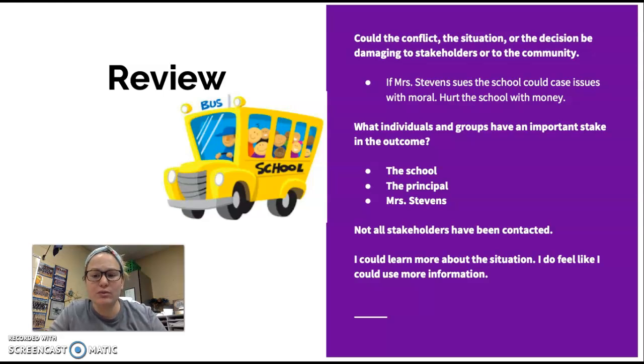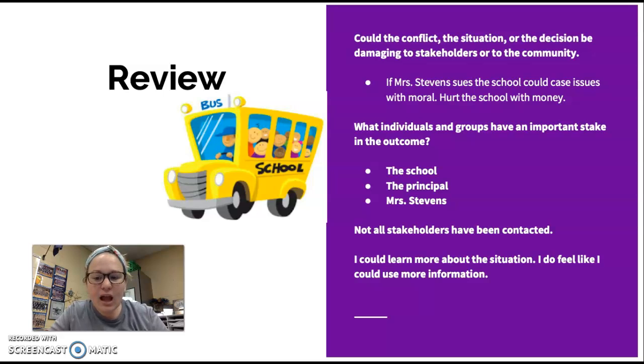What individual groups have an important stake in the outcome? The school, the principal, and Mrs. Stevens, they all have a stake at whether it's a bad outcome or a good outcome. Not all the stakeholders have been contacted about the situation. That is what the principal's next step was going to be, to contact his supervisor, but it doesn't say that he was contacted or anybody else was contacted besides the principal and Mrs. Stevens.